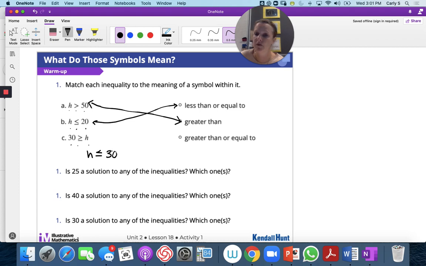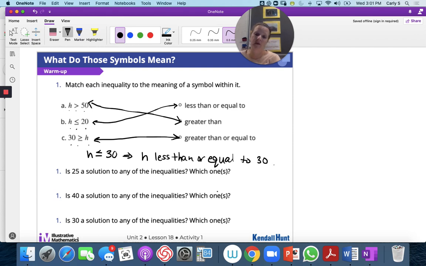I like the variable first. But what we read here is 30 is greater than or equal to H. I don't like that one, okay? Because those match, but this one would read H is less than or equal to, just like the other one. Okay? It's okay.